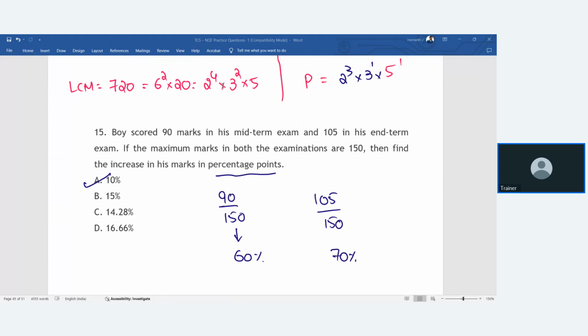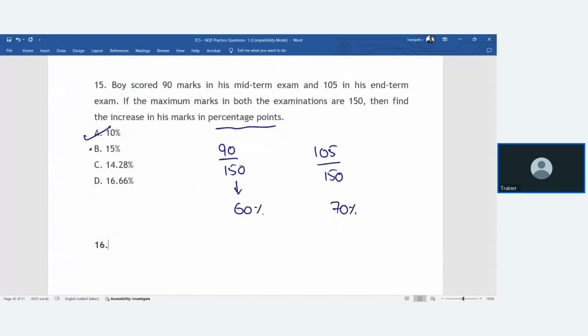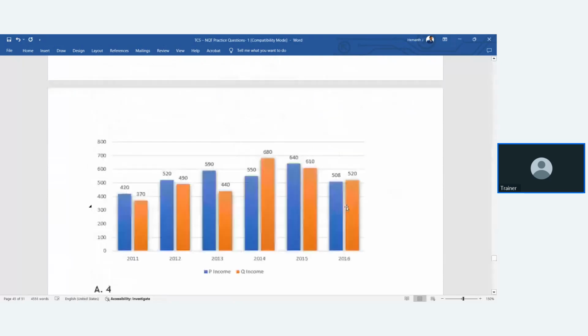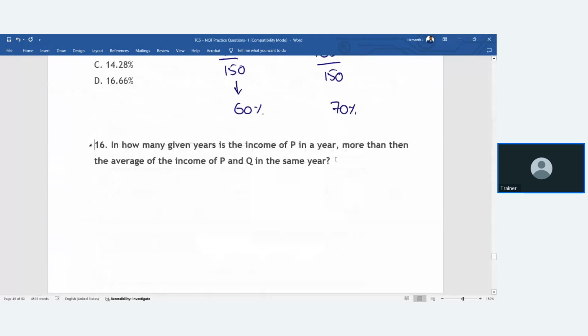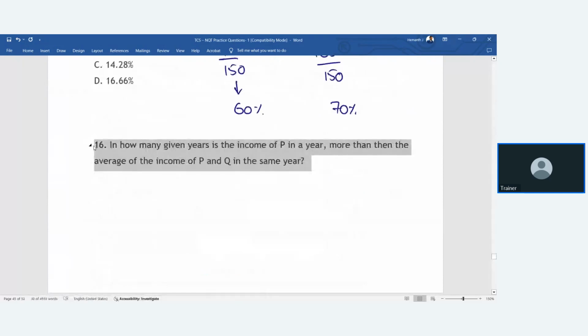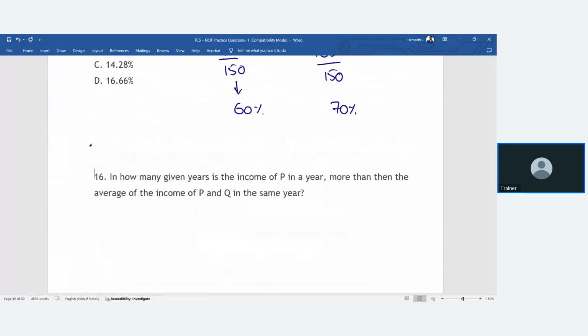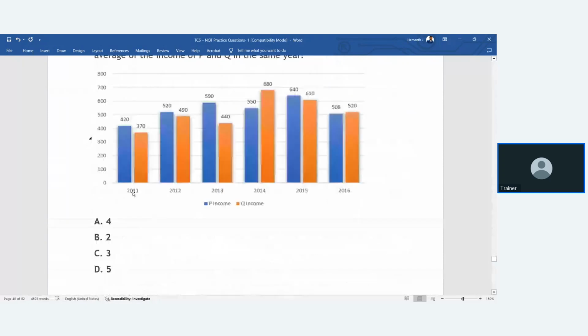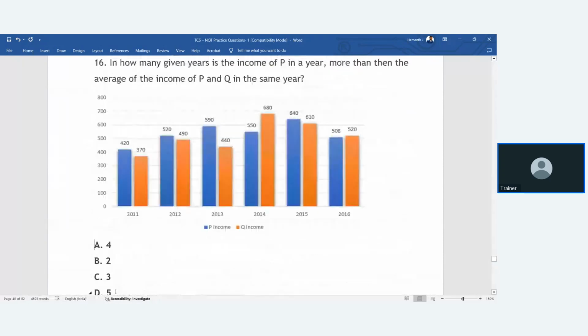Right, so we are solving one question related to data interpretation here and there, but we have to go for one good question related to data interpretation again. See this question. What they are asking in the exam is, in how many given years is P more than the average of P and Q? Guys, read the question. P is more than the average of P and Q. It means P is more than Q, indirectly.